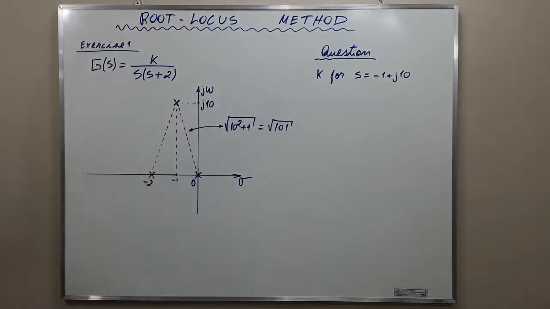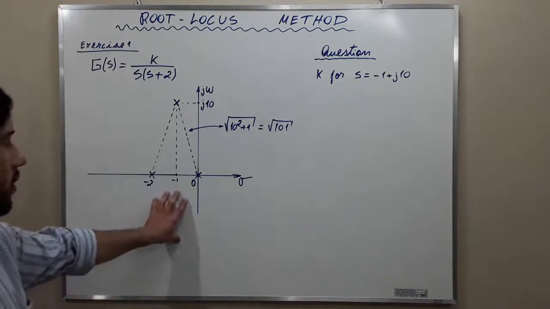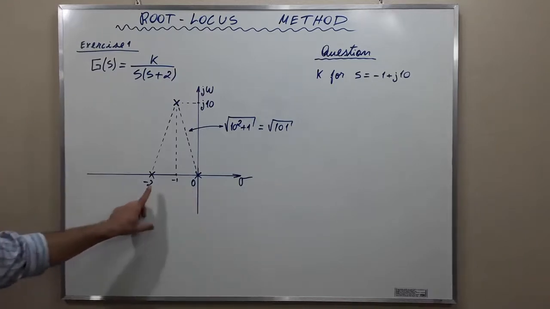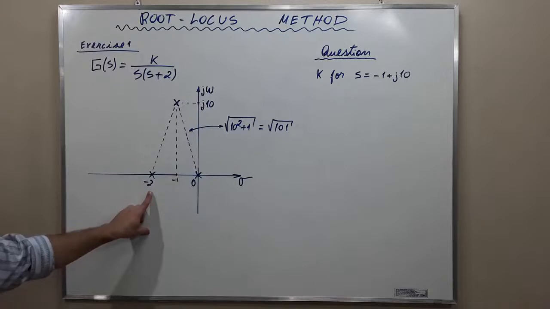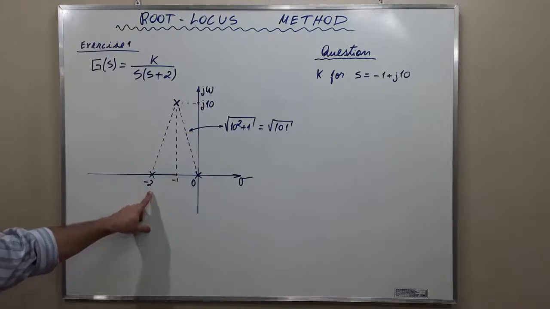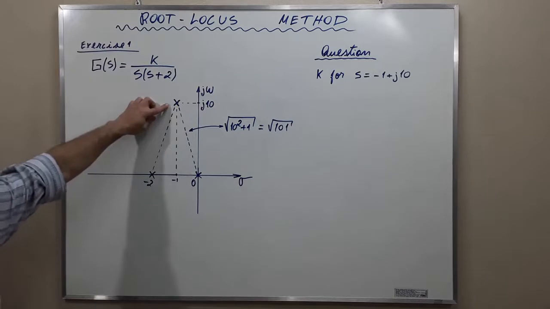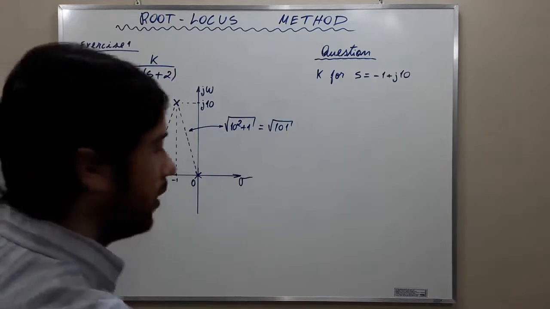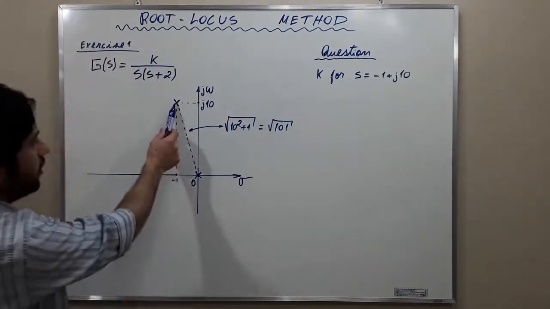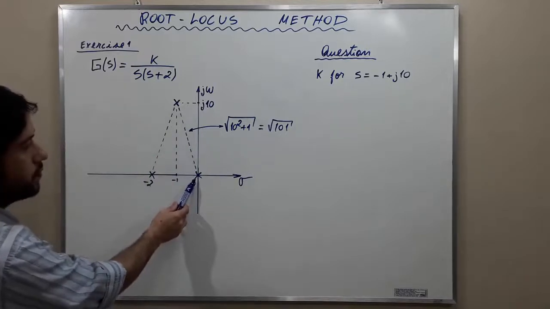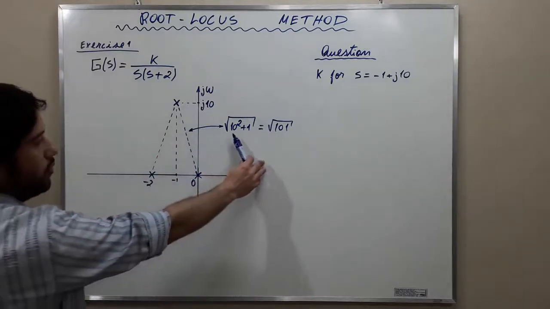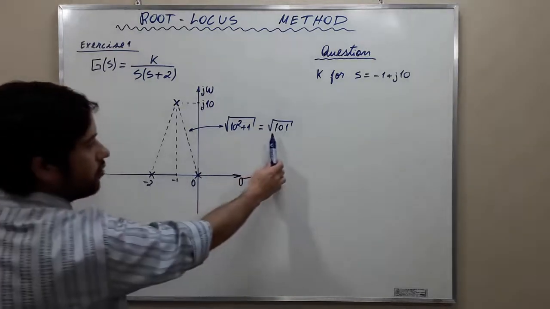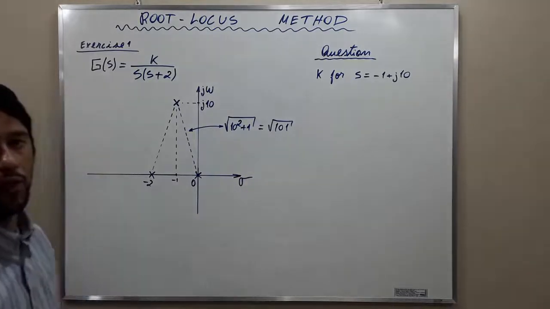By plotting the poles, we find this. We have a pole at 0, we have a pole at negative 2, and as the exercise wants, we're going to have a pole at negative 1 plus j10. Observe that this distance here from the pole to the origin is the square root of 10 squared plus negative 1 squared, which is the square root of 101.